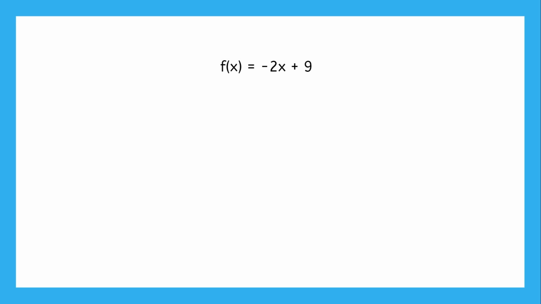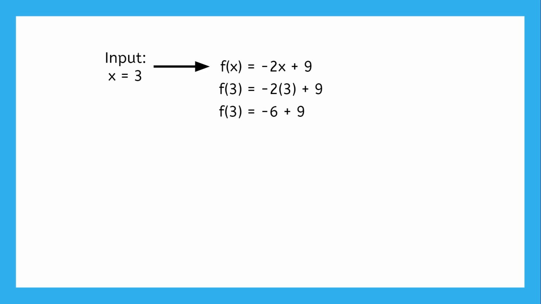If we have the equation f of x equals negative 2x plus 9, and we input 3 for x, what's the output? First, we plug in 3 for all the x's, and notice that the left side now says f of 3. We'll talk about that in a second. But for now, let's focus on the right side. Negative 2 times 3 is negative 6, plus 9 is 3. So when we input 3, the output is 3.